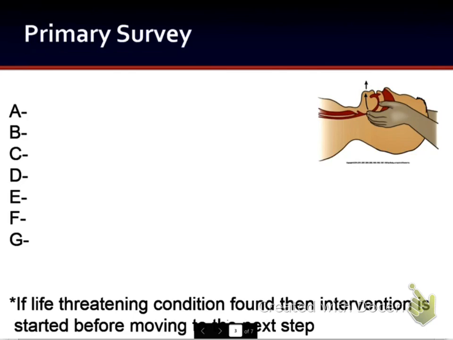D, disability. So at this point, you're looking for LOC, doing a quick Glasgow Coma Scale, assessing their pupils. E, so we're checking the environment, making sure that the environment is safe for the patient and you, making sure that the patient doesn't have any impaled objects, bleeding, bullet holes, etc.